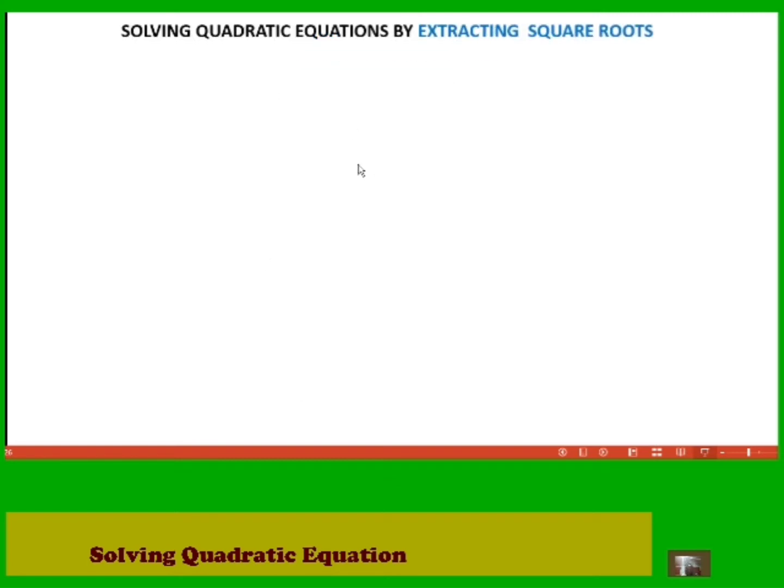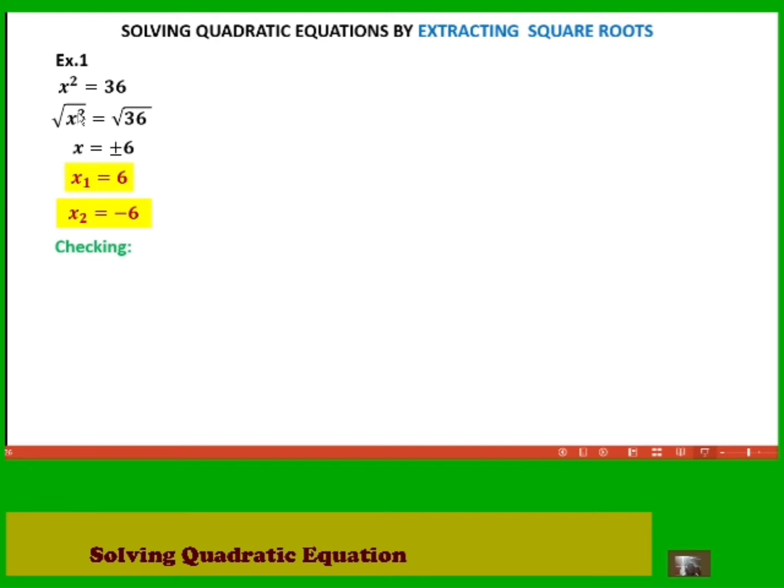Now let us solve quadratic equation by extracting square roots. For example, x squared equals 36. To solve for x, extract the square root on both sides of the equation. Square root of x squared is equal to x, and square root of 36 is positive or negative 6. So there are two values of x. One is positive 6 and the other is negative 6.